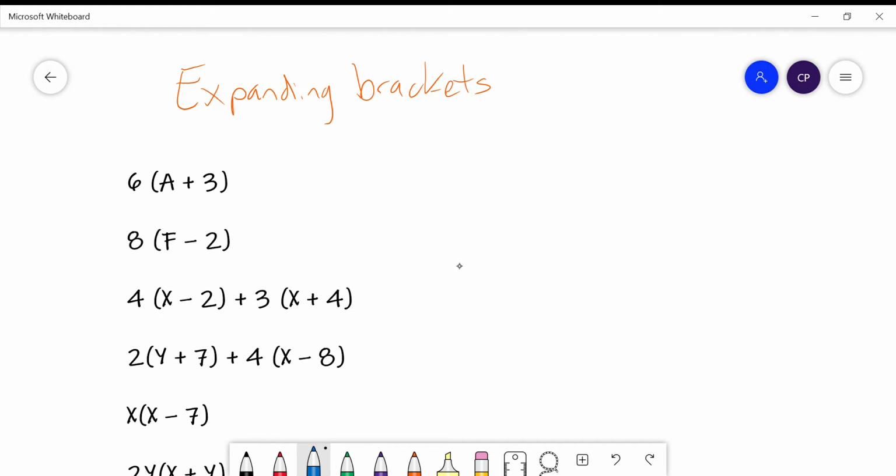So we need to make sure that we times 6 by a and 6 by positive 3. So 6 lots of a is 6a, and 6 lots of positive 3 is going to be a positive 18.